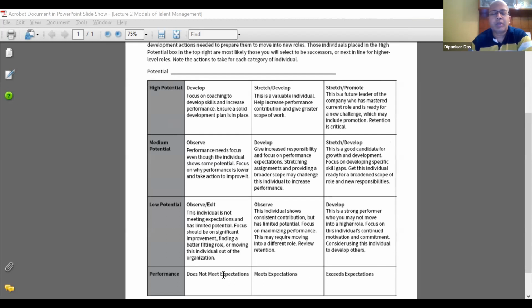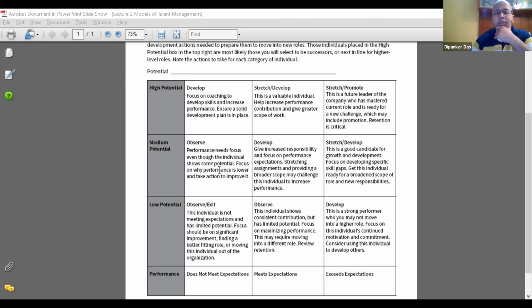So suppose somebody does not meet expectations in terms of performance, and somebody is low potential. Obviously, then you will say that if somebody is low on potential, low on performance, that person probably can be exited. If somebody, let's say, meets expectations on performance but is low on potential, then you could probably observe that person. And somebody who's very good on performance but low on potential, that person could probably be developed.